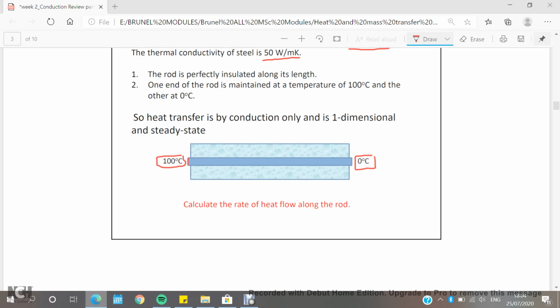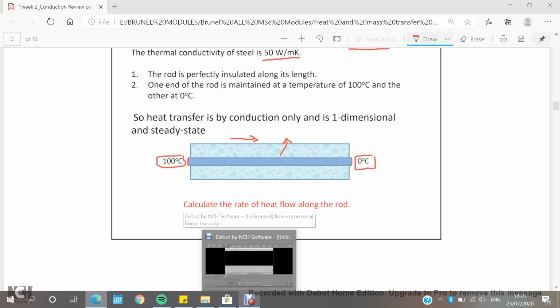And in this example, it says that this rod has been insulated along the rod, which means there is no heat transfer in that direction. That's very good. By all of this given information, we can understand that the heat transfer will be in this direction, and it will be a steady state case.